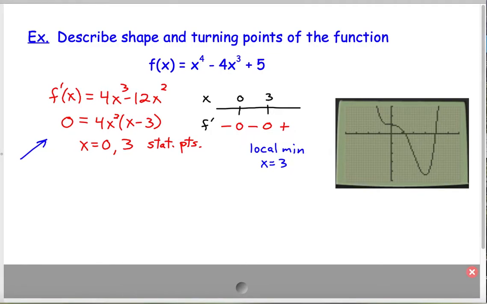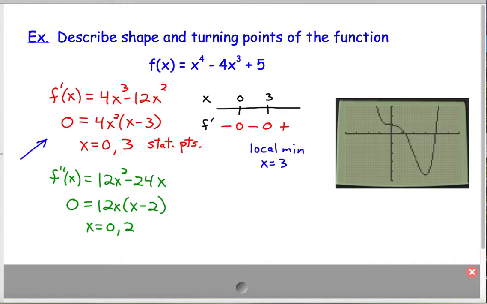All right, now to figure out concavity, let's look at f double prime. So the second derivative will be 12x squared minus 24x. We'll set that equal to 0. We can factor out a 12x, and we're left with x minus 2. So we have zeros at x equal 0 and 2.